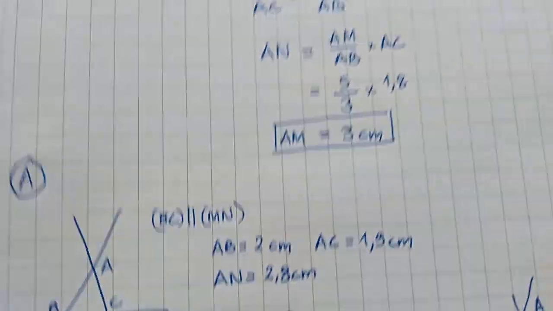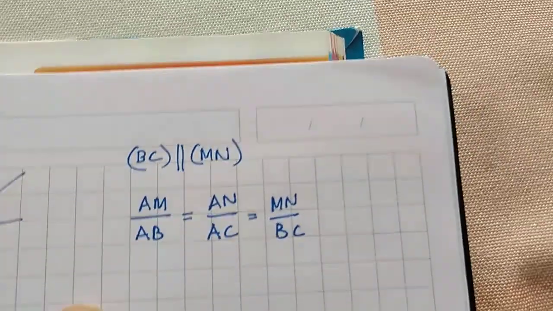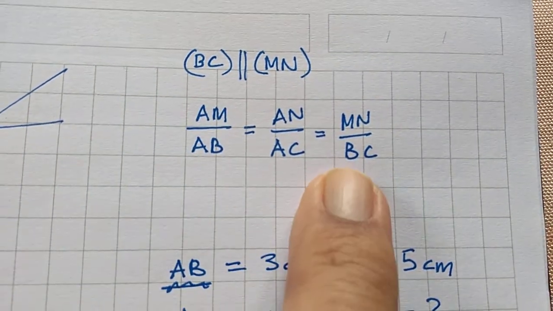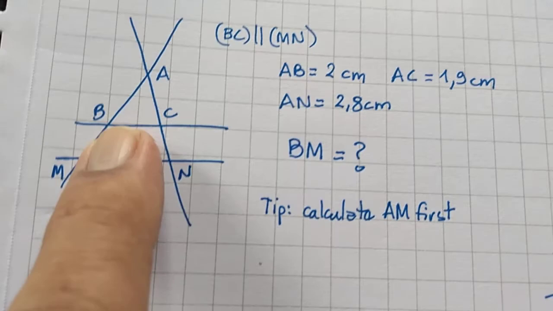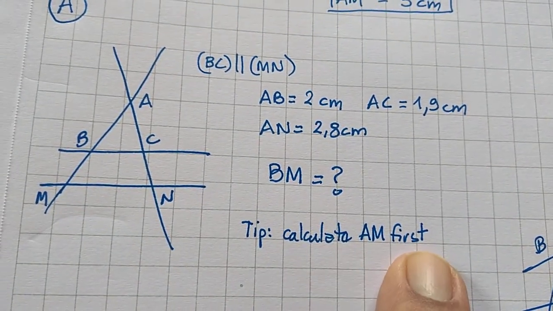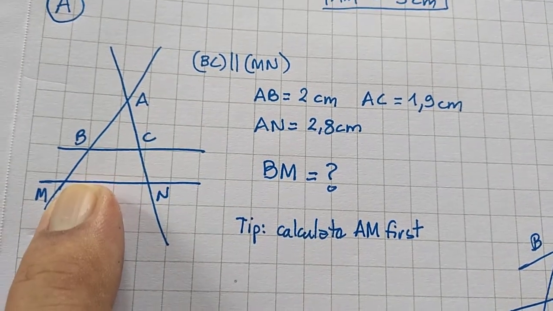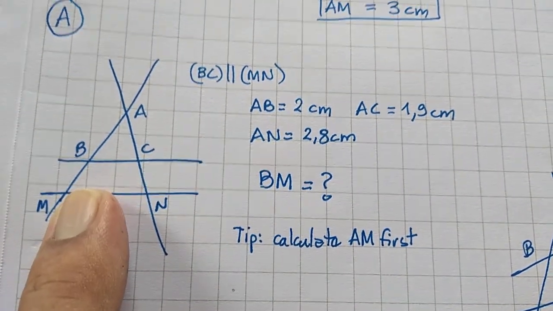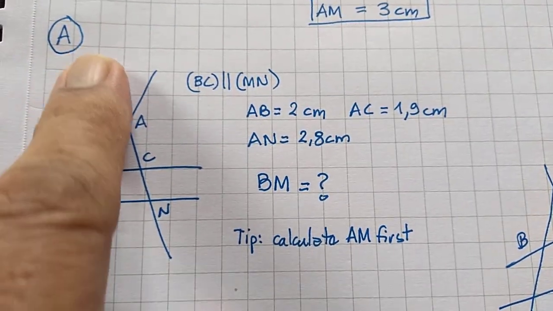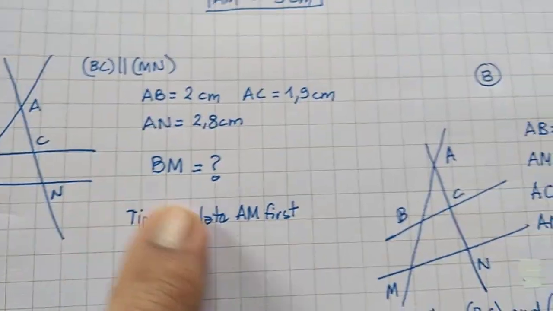BM. Now if you go back here, you will see that there is no BM here. So it's a little tricky. How will you calculate BM? BM is only from here to here. So the tip is calculate AM first. If you calculate AM, then you should be able to get BM very simply. This is problem number A that you have to do.